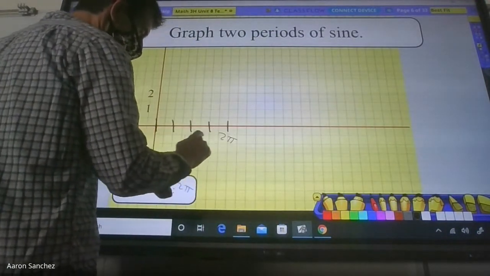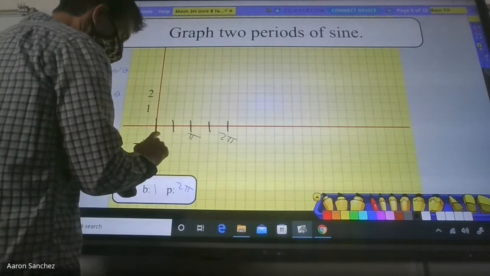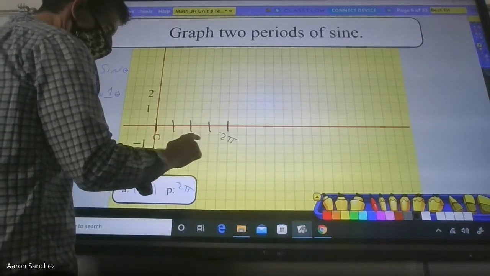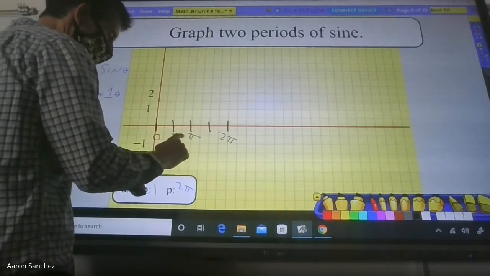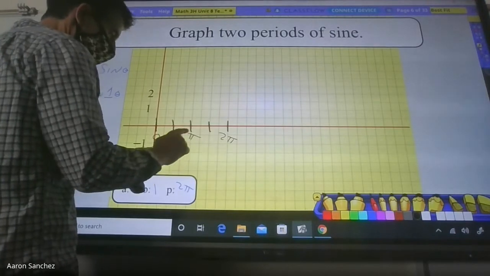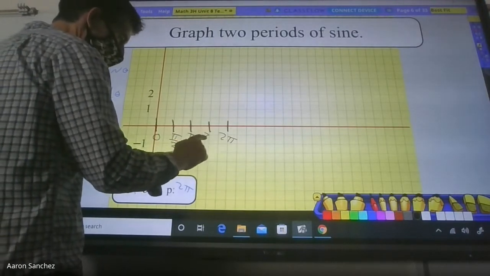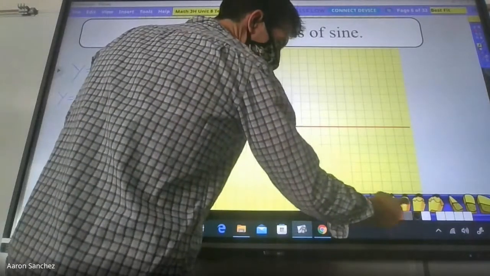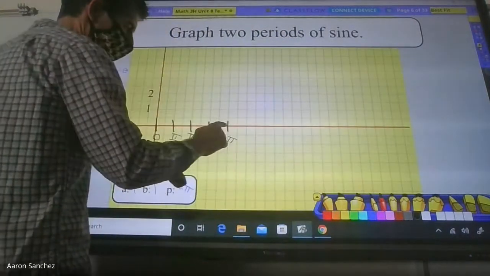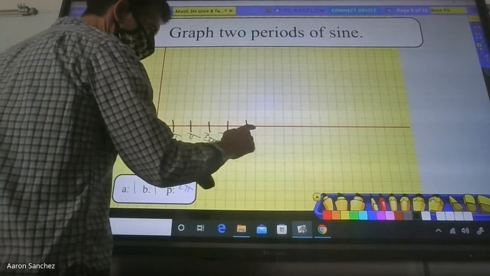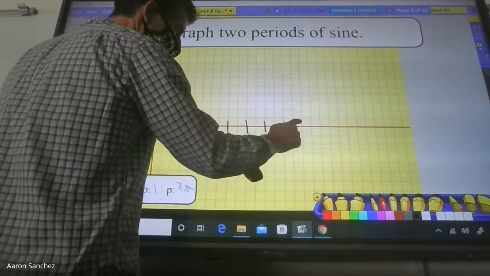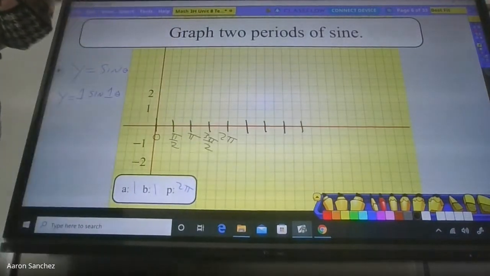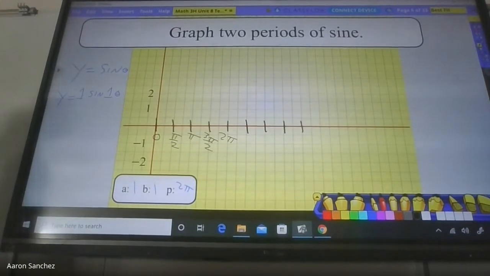Pi and 0. Half of that is pi over 2. Pi over 2, 2 pi over 2, 3 pi over 2. We can do 5 more points. 1 is the 2 pi. 2, 3, 4, 5. So let's just do the first 5.